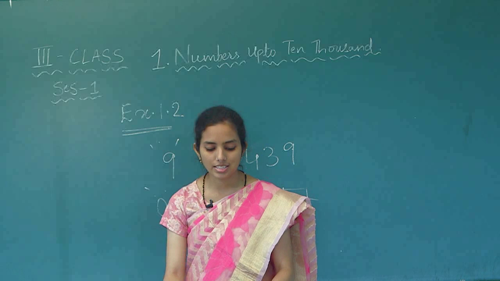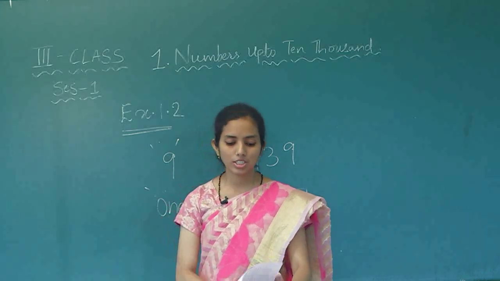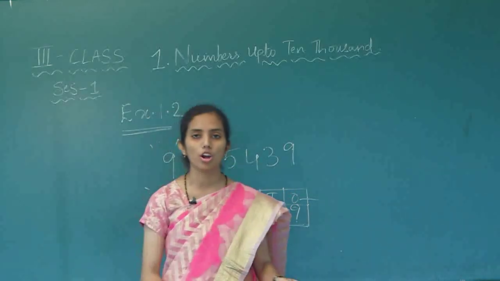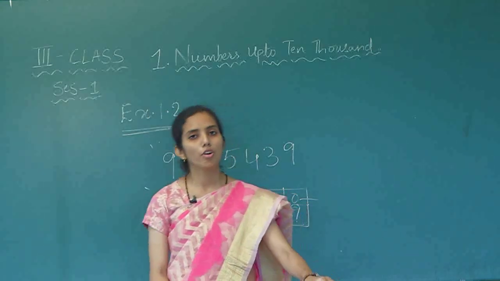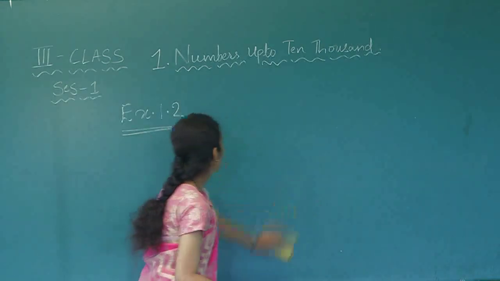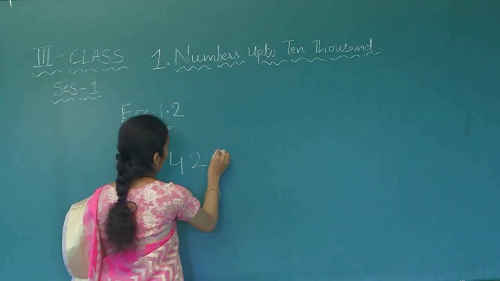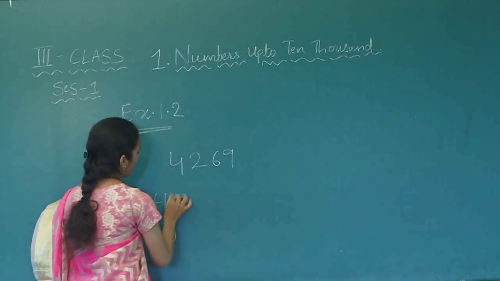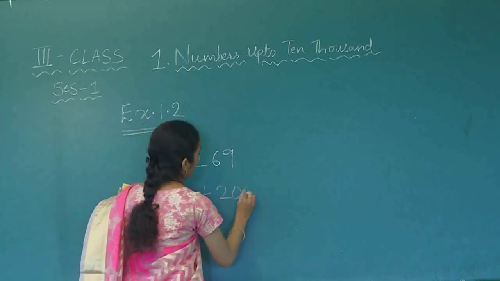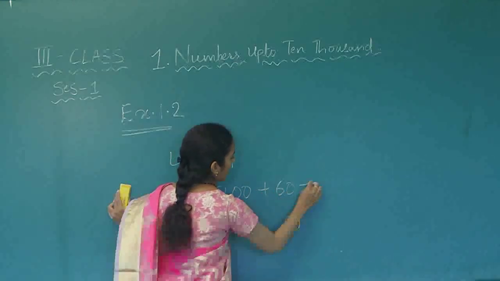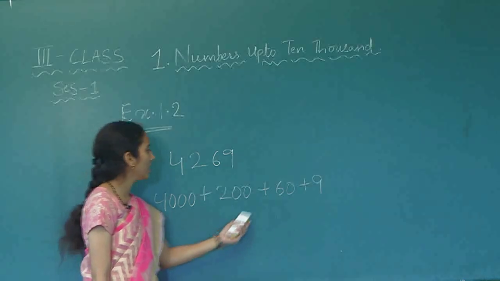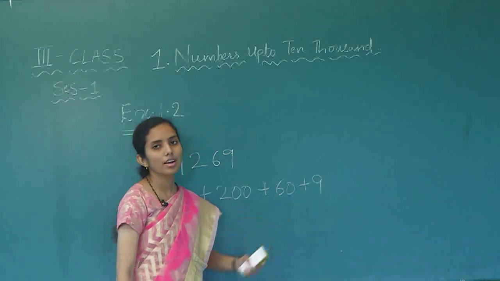Yes. And the exercise 1.2, sixth question. What is there? Write the expanded form of the following numbers. Very simple. 4,269. So how do you write it? 4,269. Expanded form is 4,000. Write how many thousands are there. Write how many hundreds are there. Write how many tens are there. And write how many ones are there. 4,000, 200, 60 and 9.